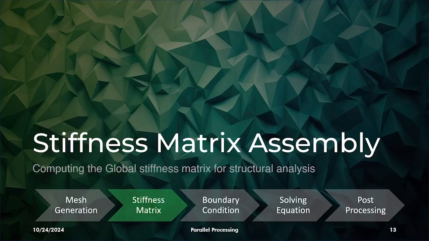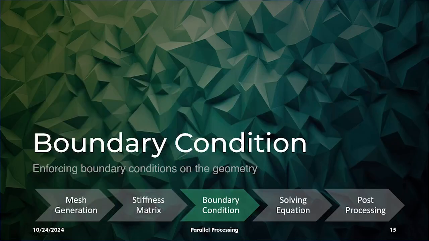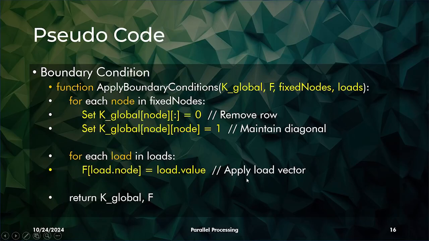Now we are going to talk about stiffness matrix assembly, which is computing the global stiffness matrix for the structural analysis. As you can see in the pseudocode, we have a K global, which is a matrix the size of our nodes, and we have a for loop over the elements that we discovered in the previous step. We calculate the stiffness for each of these elements, finally assemble them into K global, and return the K global matrix.